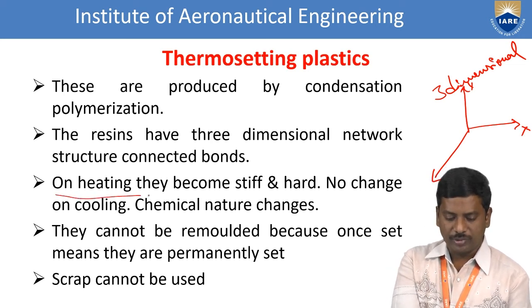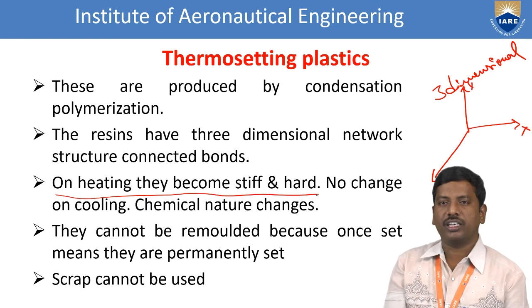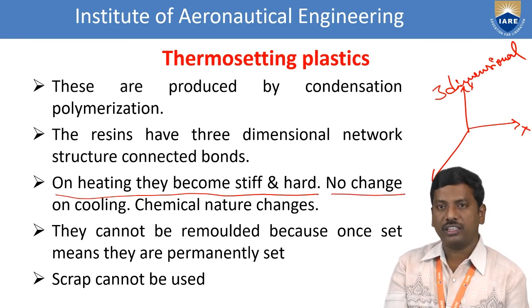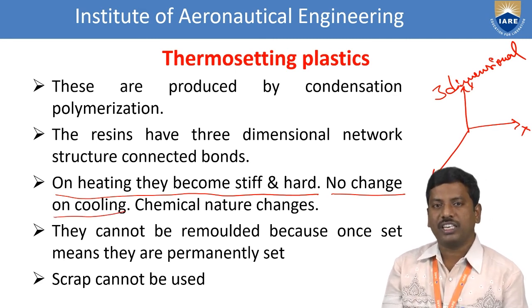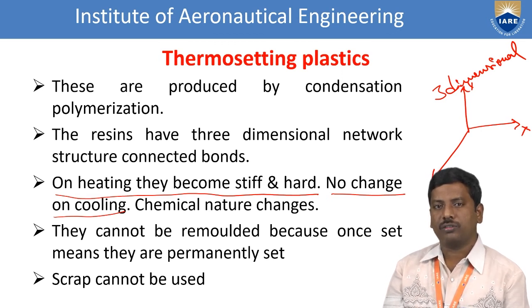On heating, they become stiff and hard, and further there is no change on cooling. So this is thermosetting plastics. From the title, you can understand that on heating, they become stiff and hard, and further on cooling they cannot change their shape. The chemical nature also changes. That means they cannot be remolded, because once set, they are permanently set polymers.